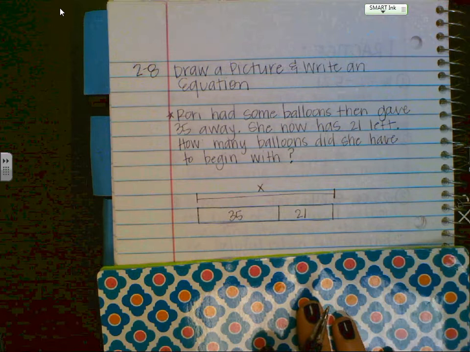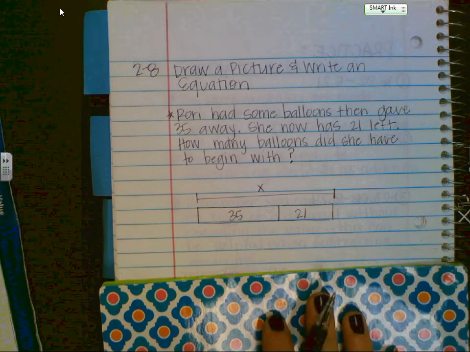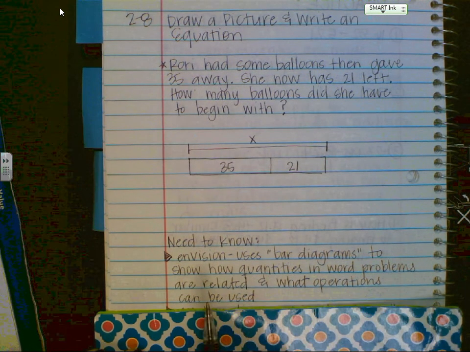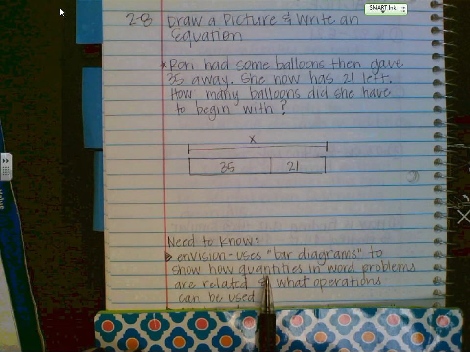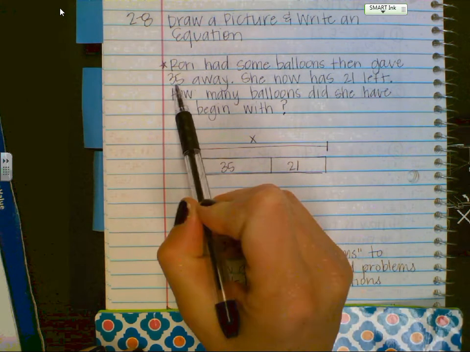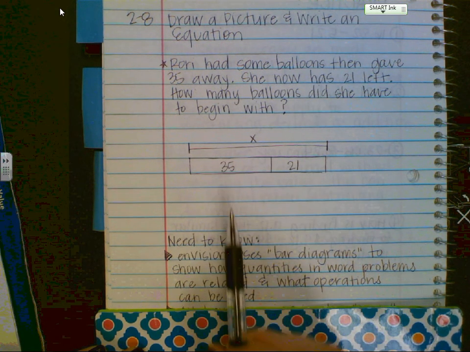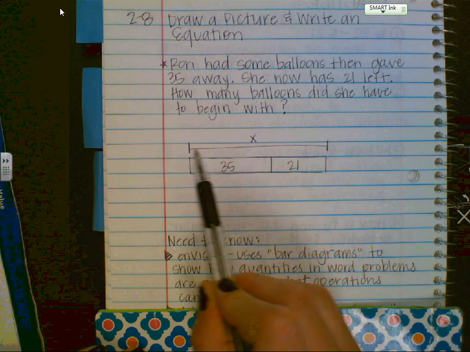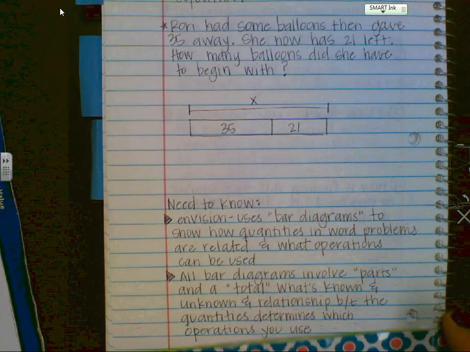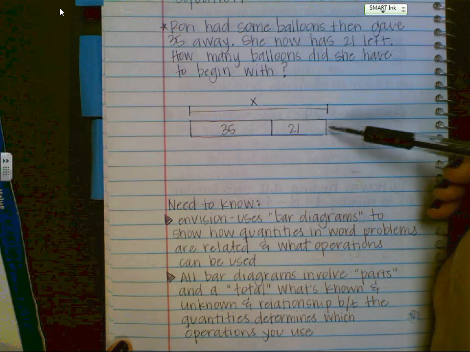And then we're going to go ahead and make a bar diagram to show the relationship between the quantities or the numbers, okay? And here are the things you need to know about bar diagrams. Envision uses bar diagrams to show how quantities, or the numbers, in word problems are related and what operations could be used. So here we've got 35 and 21 in our problem, and I've got those represented down here. And since these are down here and I don't know the total, I'm guessing I'm going to need to use addition. Something else to keep in mind is that all bar diagrams involve parts and a total. So here are the parts, the total is always on top.